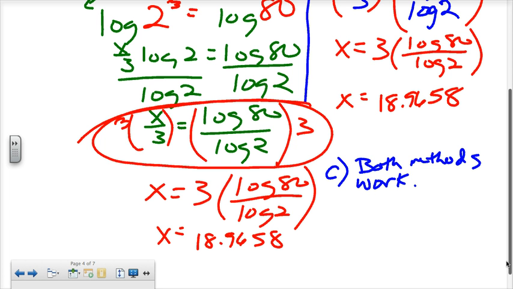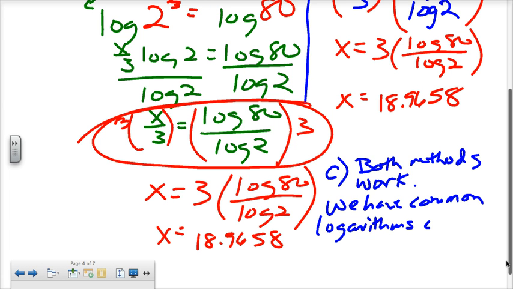All right. Advantage of taking the logarithm base 10. Logarithm base 10 is right on your calculator. So we have common logarithms on our calculator.